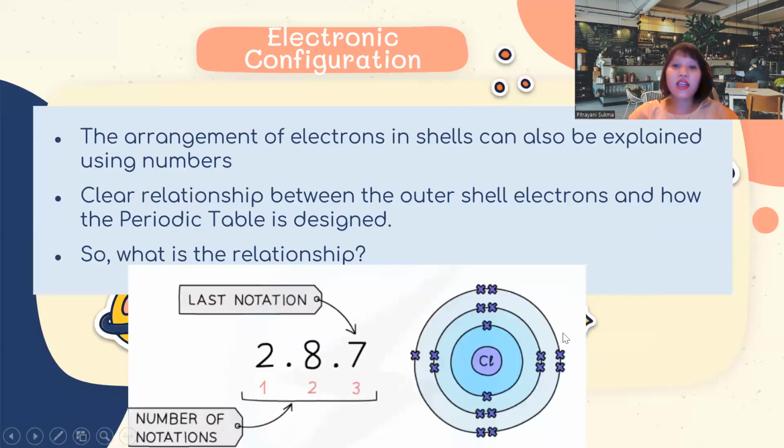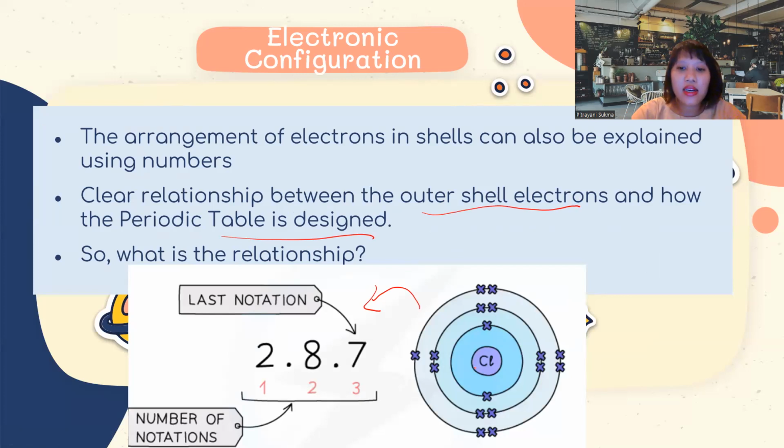Okay, so we can see in here how we can represent the electronic shell diagram as the electronic configuration. There is a clear relationship between the outer shell electrons and how the periodic table is designed. So what is the relationship?